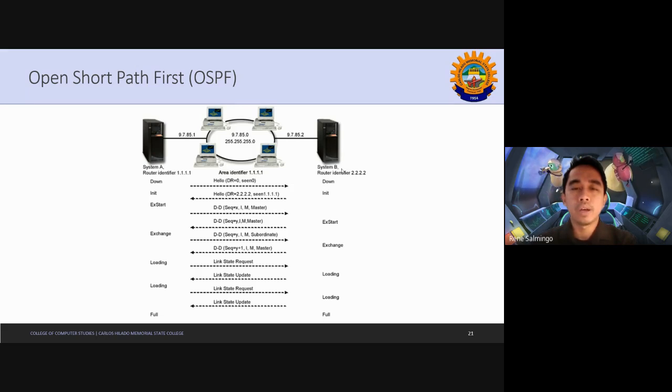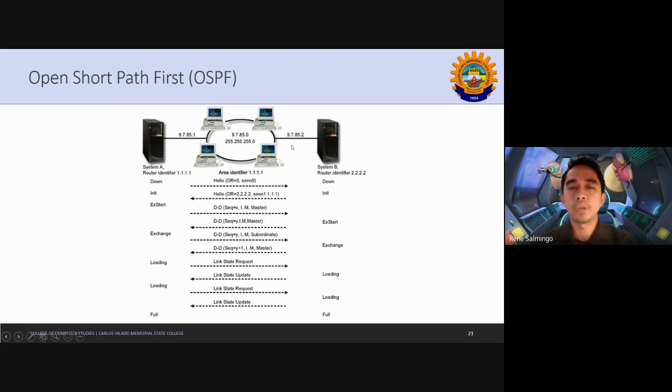The next would be exchange start. This would allow you to message the other computer that you will start. And for exchange, you could now try to transfer data. Now for loading, you are going to request a link, and at this time you are going to have a full operational system, because in this way you will discover how many neighbors you have.